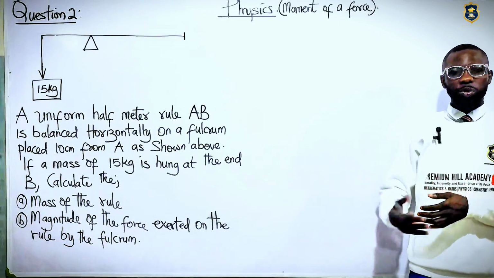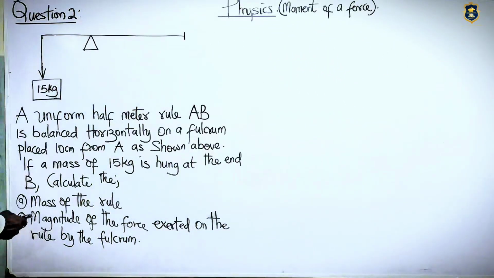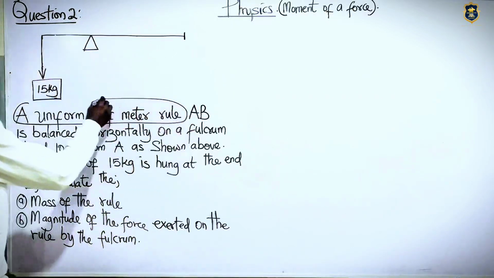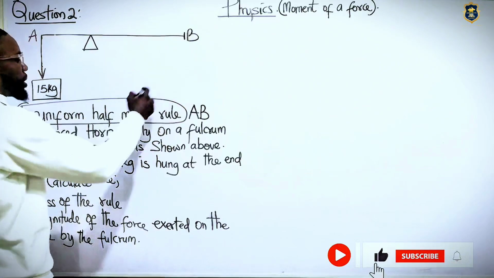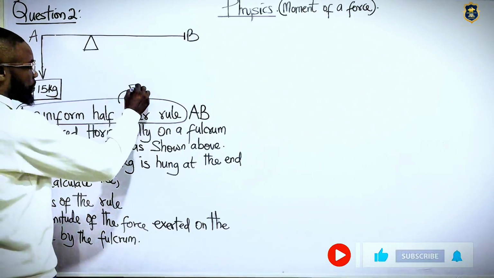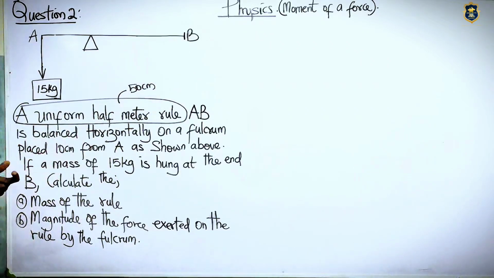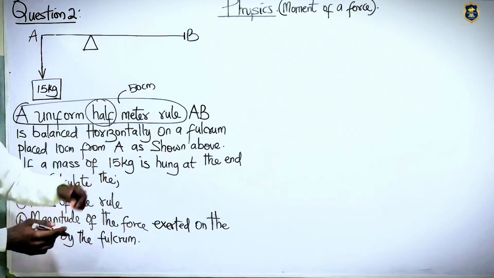Okay, so let's look at question number 2 on the board. The question says a uniform half-meter rule. So that's the first thing we need to take note of. Uniform half-meter rule, AB. So this is A and this part is B. Since it's a half-meter rule, we should know that this is what? It's 50 cm. If it's a meter rule, that's 100 cm. I said that in the former video. But for a half-meter rule, it should be 50 cm, right?